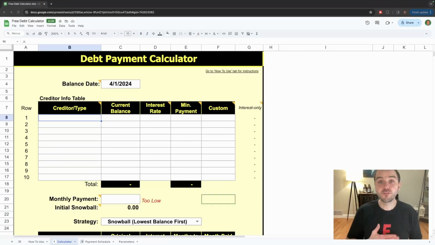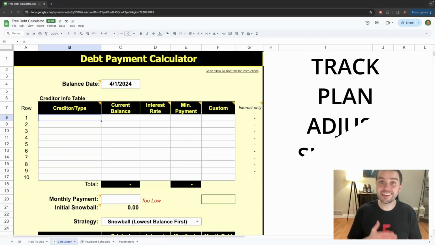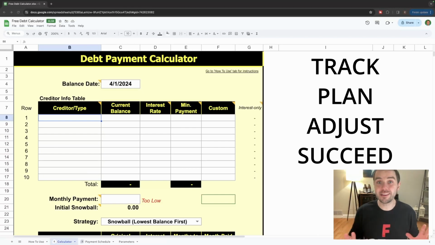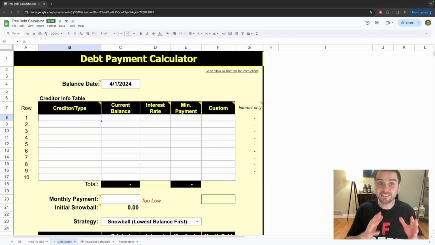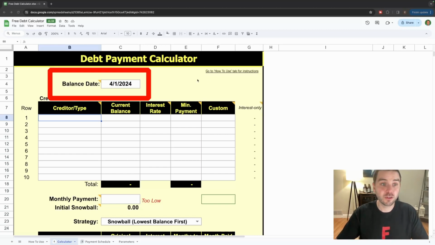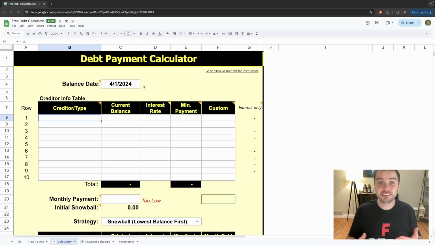Here we go. My 4-step framework for anything related to personal finance is track, plan, adjust, succeed. It works for anything, like creating a budget or creating this debt payment calculator or tracker. So the first thing you're going to want to do is look at this balance date and just enter the first of the month that you start entering this data in. This is information that isn't that important, but it comes in handy later on.